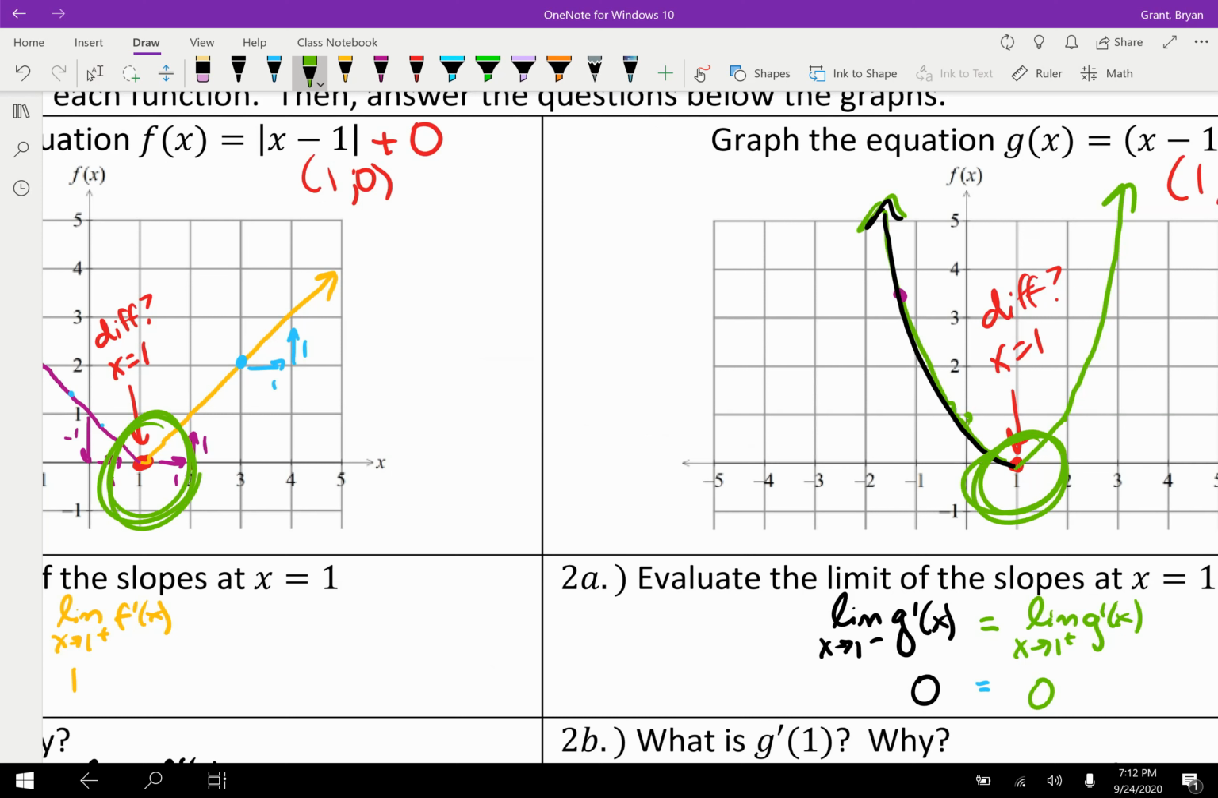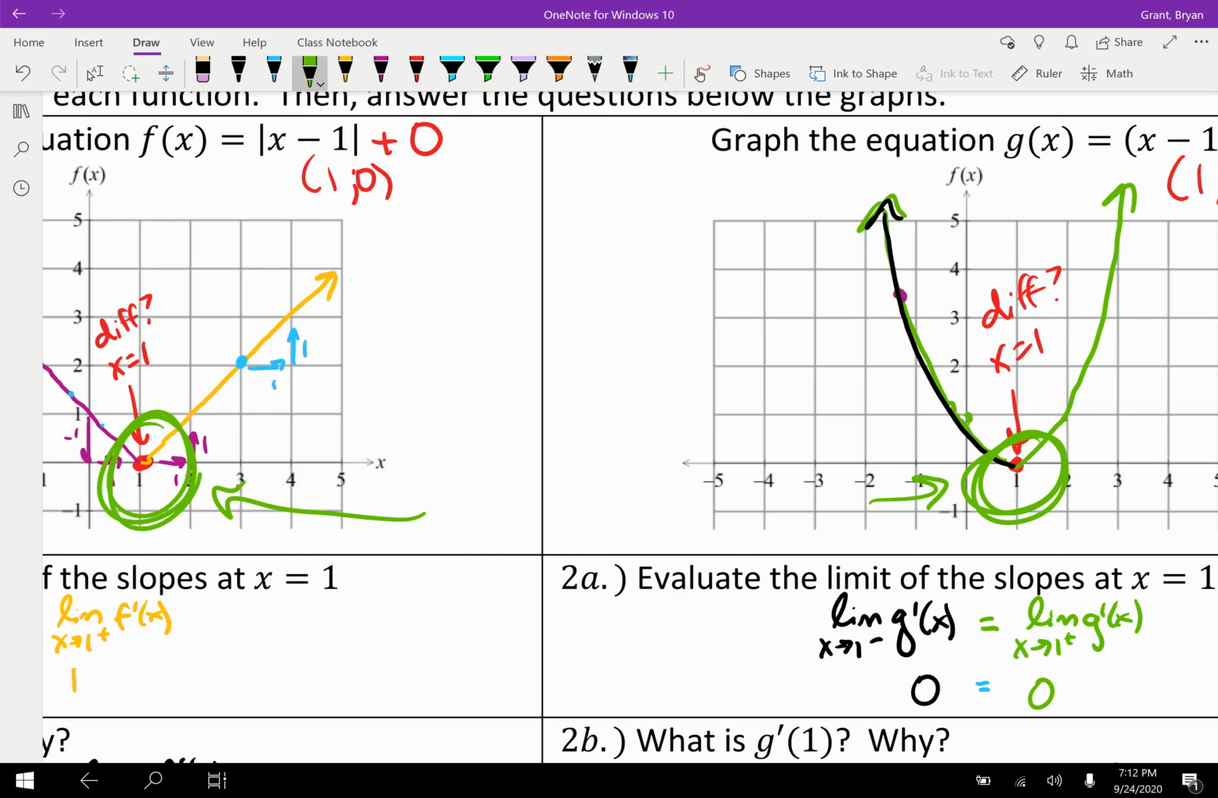Well, hopefully you said something along the lines of, the one over here has a sharp point, and the one over here is pretty smooth. And that really is the visual difference. If you can identify a sharp point on a graph, then you can be pretty confident that that point is not differentiable. The reason it's a sharp point is because you have two slopes coming in that aren't getting closer to each other. They're at odds with each other, so they meet at a sharp point.